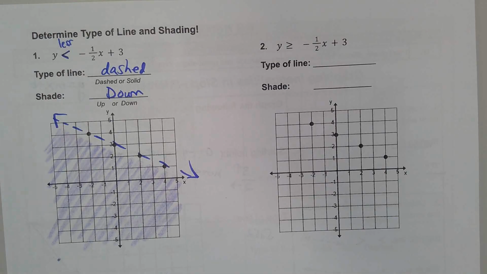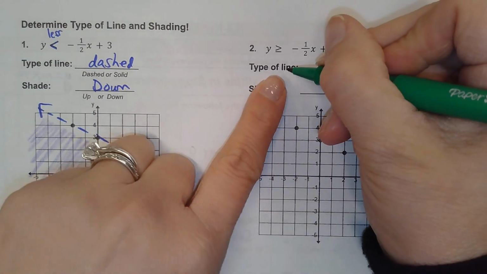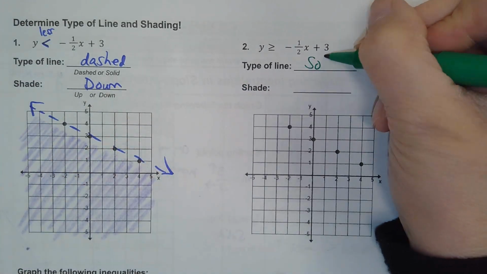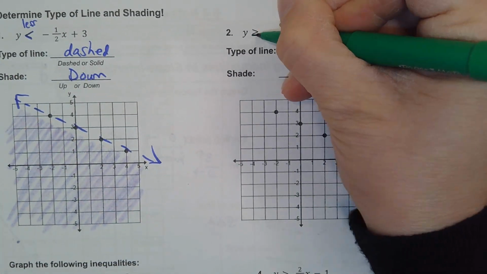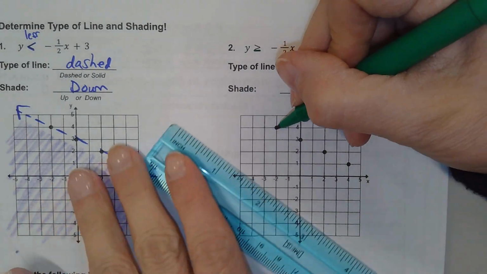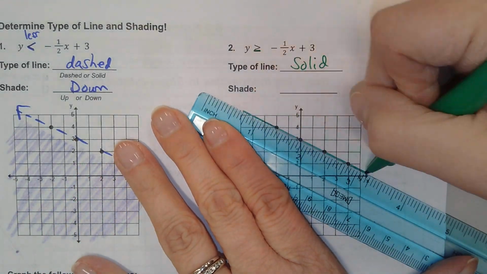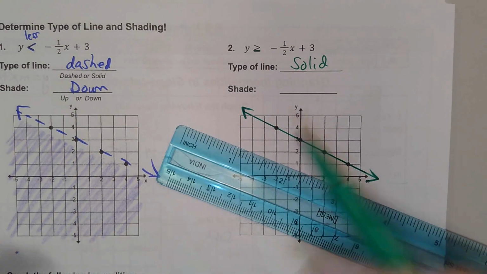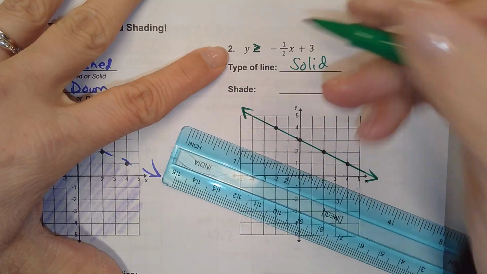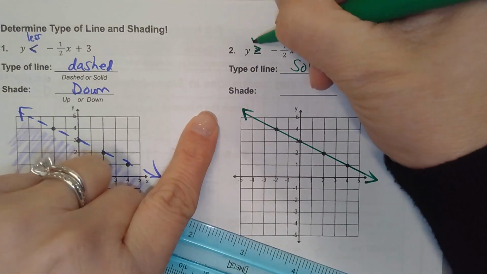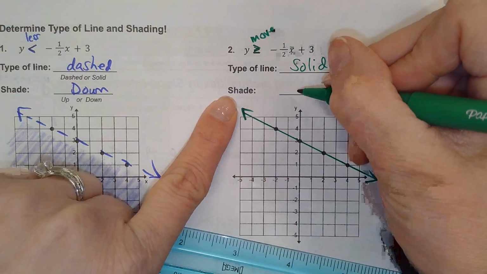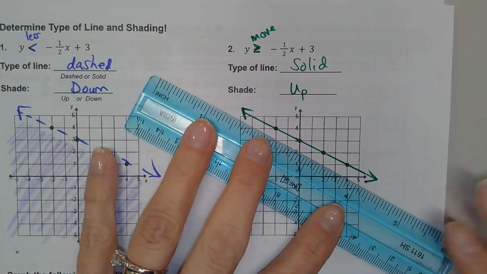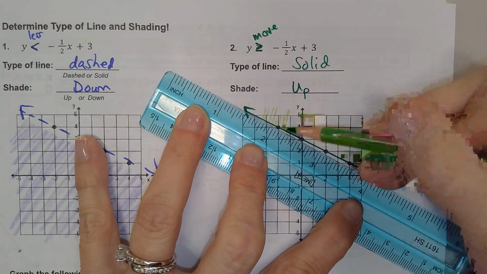Let's do the next one. What type of line? Dashed or solid? We're going to do a solid line because of the equal sign. So let's do a nice long solid line. And which way do we shade when this says more? When it says more, we shade up or above. So on the line, we're going to shade above.